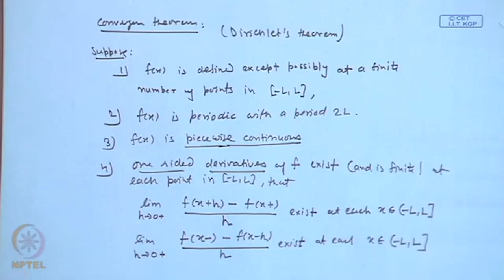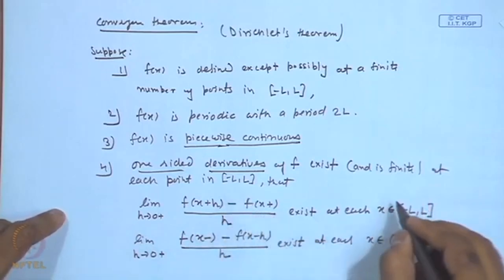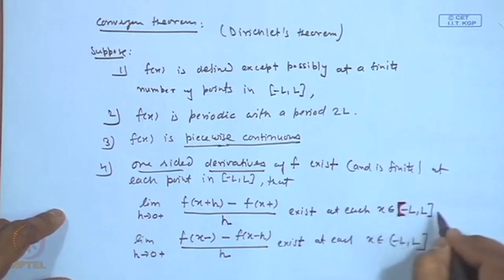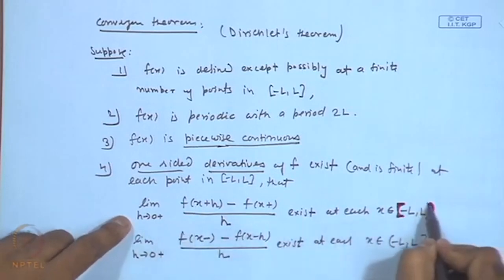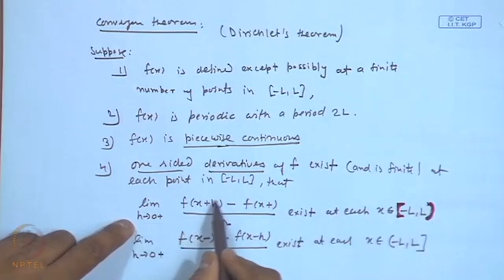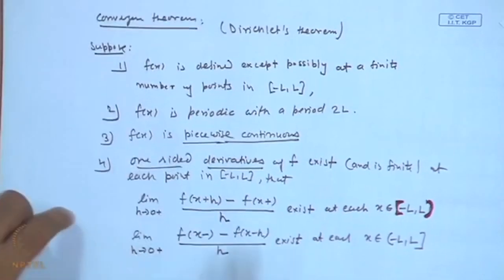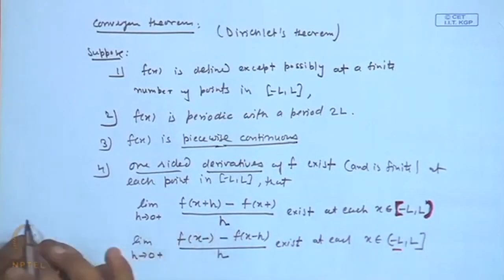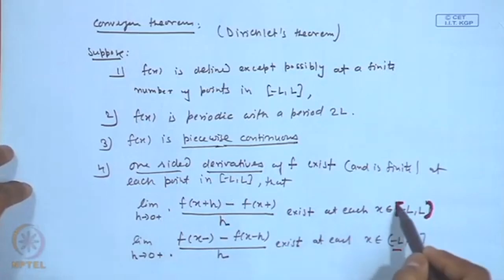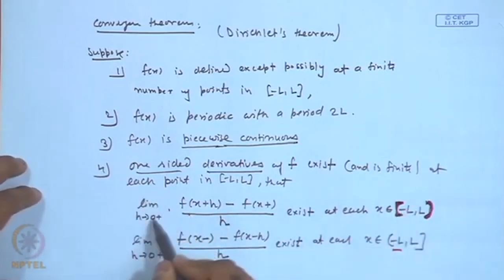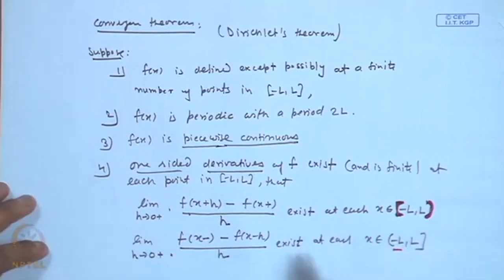Here we are talking about the right limit. So basically here it should be the open interval, because we exclude the end points: at the point L we do not require the right derivative to exist, and at the left point minus L we do not require the left derivative to exist. So, at all other points both the right and the left derivative should exist. At the extreme left end only the right derivative, and at the extreme right only the left derivative should exist.